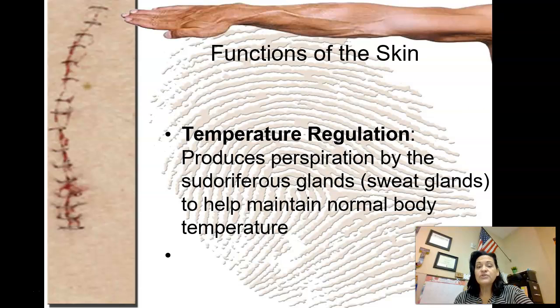We've also got temperature regulation. The skin produces perspiration by sudoriferous glands, or sweat glands, to help maintain normal body temperature. As your body sweats, it gives off a thin moisture sheet on your skin, and that helps in the cooling process of your body.